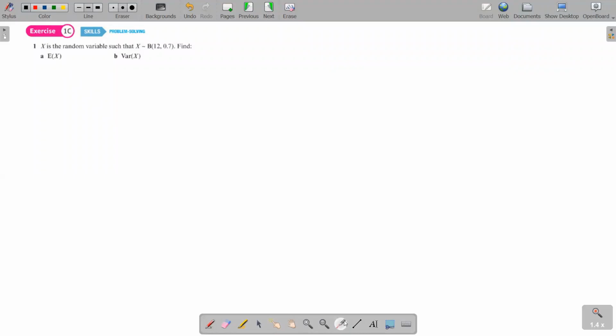We'll move on to exercise 1C and practice with some questions. They say X is a random variable such that X follows a binomial distribution with n equal to 12 and probability of success 0.7. Find E(X). So how do you find E(X)? The equation is np. So n is 12, probability of success 0.7. 12 times 0.7 is 8.4.